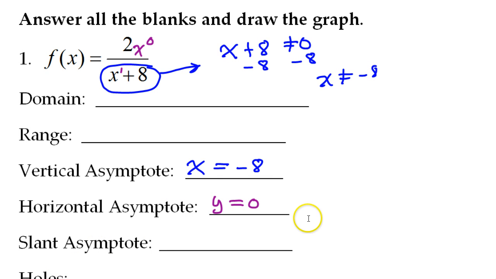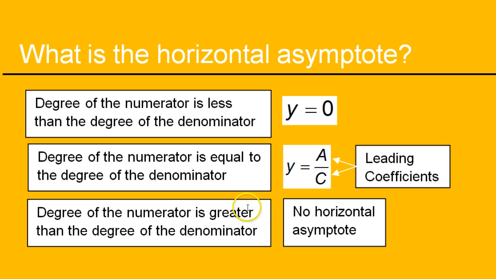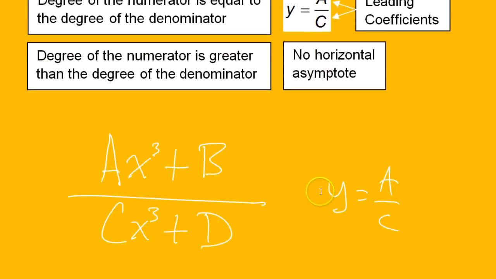Now, slant asymptote. Well, you're either going to have a horizontal asymptote or a slant asymptote, but you can't have both. So if there's a horizontal asymptote, you can forget about the slant asymptote. Alright, but just for future reference, you know how I said there will be no horizontal asymptote if the degree of the numerator is greater than the degree of the denominator. Well, that's true. So if there's no horizontal asymptote, there might be a slant asymptote.